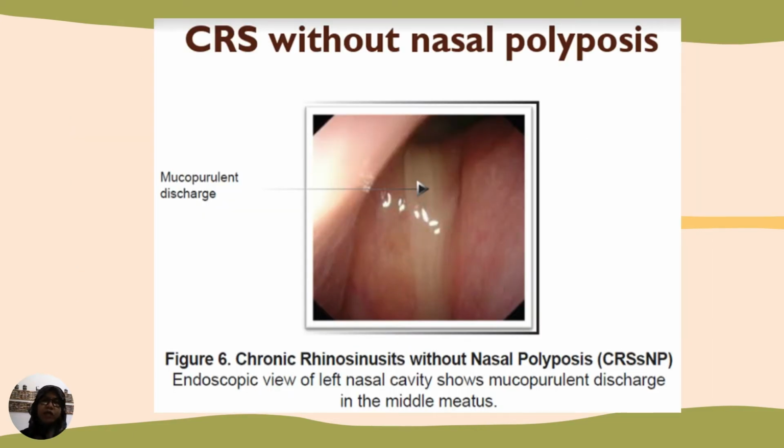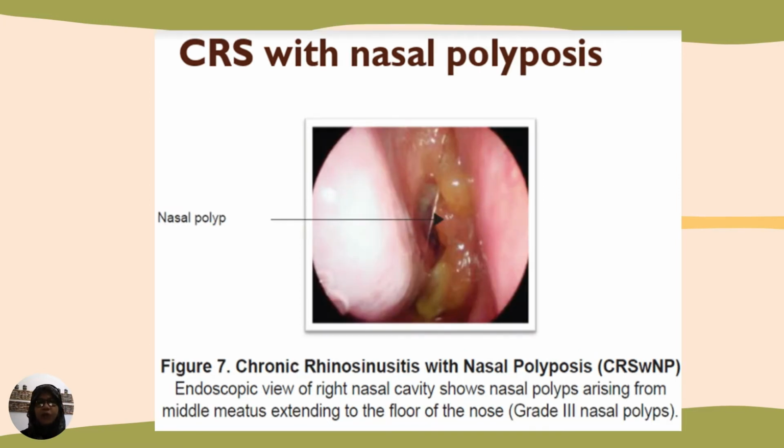CRS can be divided into CRS without nasal polyp and CRS with nasal polyp. In case of CRS without nasal polyp, when we do endoscopy, we will see mucopurulent discharge coming from the middle meatus. For CRS with nasal polyp, you will see polyps. Polyps look like a bunch of peeled grapes. Like in this picture, it is a grade 3 nasal polyp arising from the middle meatus on the right side, extending to the floor of the nose.